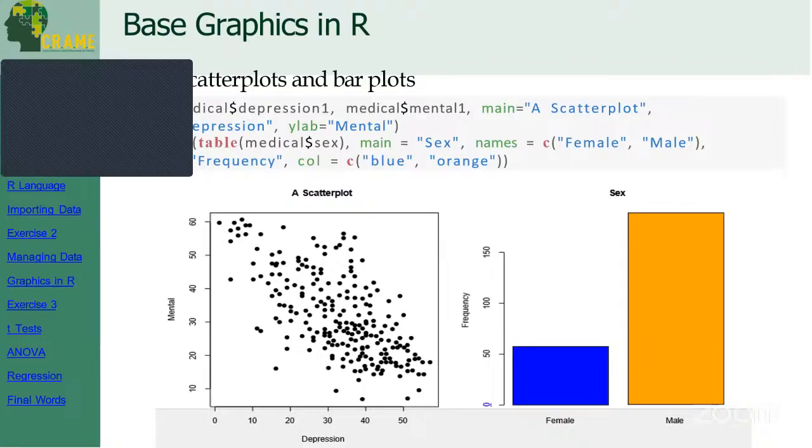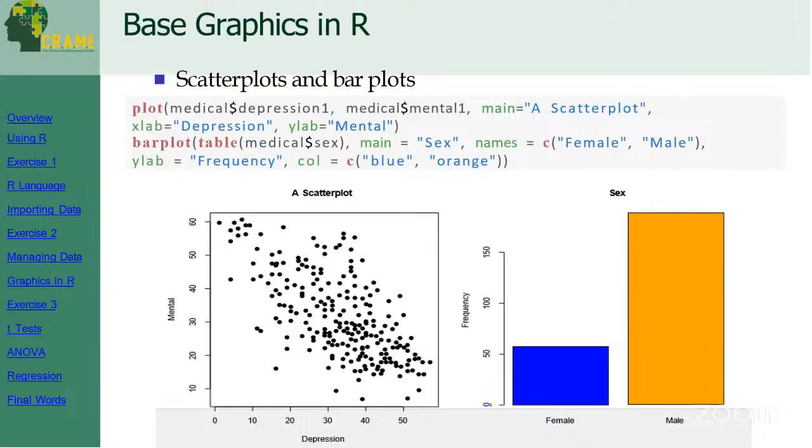Mental 1 is the mental score at baseline, right? A higher score indicates better mental status. Depression 1 was the depression score at baseline. Higher means higher depression, right? So there is a negative correlation between these two. Obviously, higher depression means lower mental level, right? If your depression level is higher, you're not fine. The other way, if your mental level is high, your depression level is very, very low, right? That's what it means.